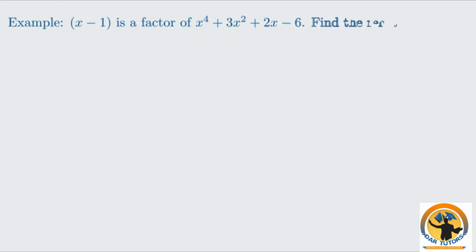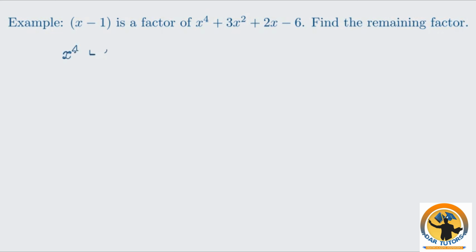Comparing coefficients is also a powerful tool for factorizing polynomials, especially when you're given one factor. Let's say we know that x minus 1 is a factor of the polynomial x to the fourth plus 3x squared plus 2x minus 6. Our goal is to find the remaining factor. Since we're dividing a quartic polynomial by a linear factor, the remaining factor must be a cubic polynomial. We can write this as an identity.